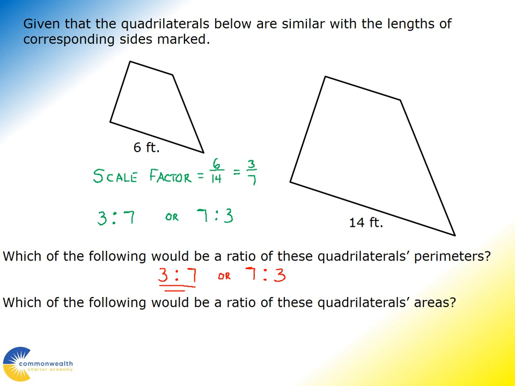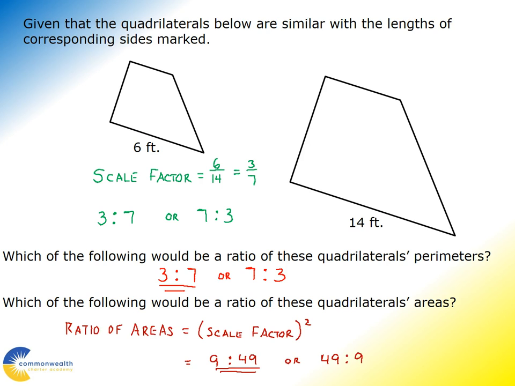Now, when I look at the ratio of the quadrilateral's areas, the ratio of areas between these two figures would be the square of the scale factor. So, in this case, if I'm looking at a 3:7 ratio for my original scale factor and ratio of perimeters, when I square that, I get a 9:49 ratio for the ratio of the quadrilateral's areas.